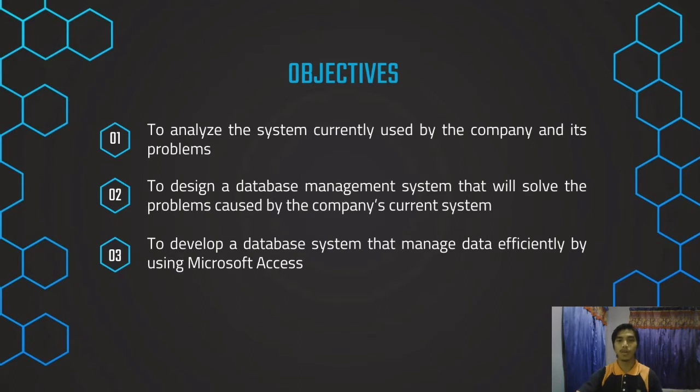Assalamualaikum. My name is Muhammad Hijan bin Abdur Jalil. My student number is 2021106251. I will present objectives and business rules. Objectives. First, to analyze the system currently used by the company and its problems. Second, to design a database management system that will solve the problems caused by the company's current system. And third, to develop a database system that manages data efficiently by using Microsoft Access.